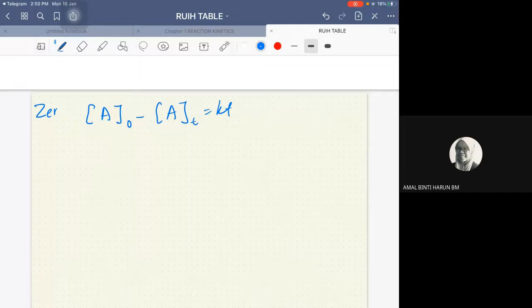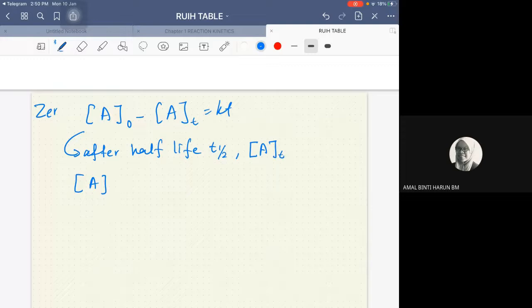Okay. So after half-life, iaitu T half, A initial, concentration yang ini telah menjadi setengah kan. Setengah. So A initial divide by 2. So A initial minus A time ni kita substitute dia jadi A initial divide by 2 equal to KT.